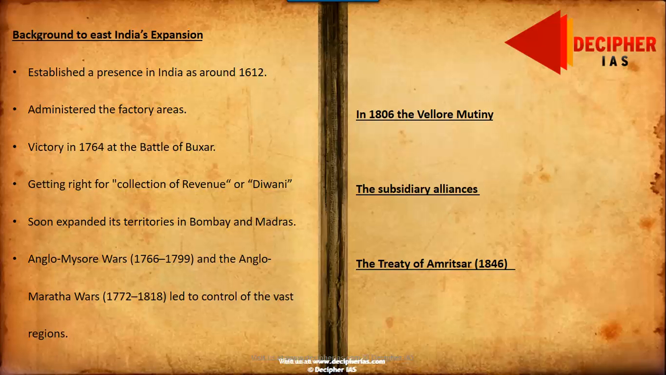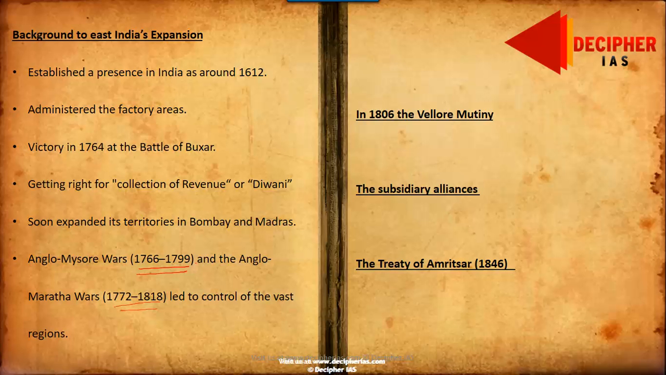The company soon expanded its territories around its bases in Bombay and Madras. Later on came the Anglo-Mysore Wars, which were fought between 1766 and 1799. And later on, the Anglo-Maratha Wars, which were fought between 1772 and 1818. This led to the control of vast regions of India.